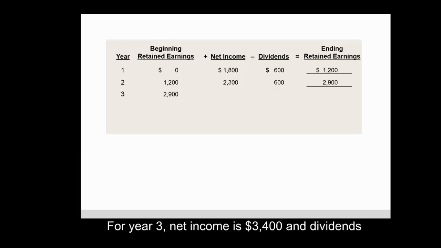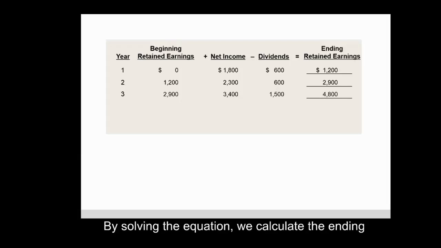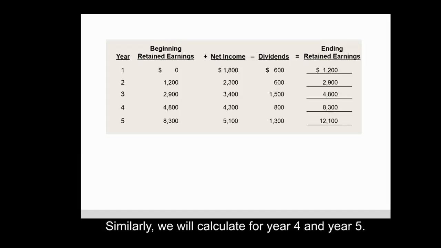For year 3, net income is $3,400, and dividends are $1,500. By solving the equation, we calculate the ending retained earnings for year 3 to be $4,800. Similarly, we will calculate for year 4 and year 5.